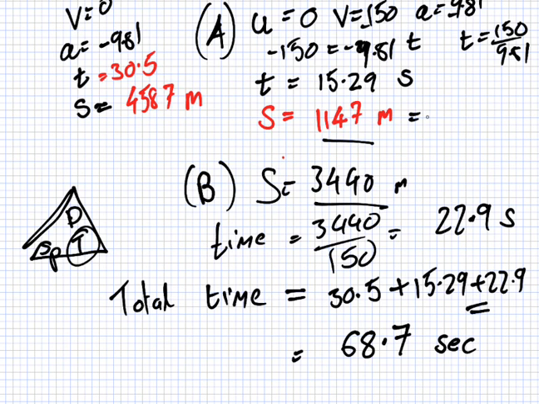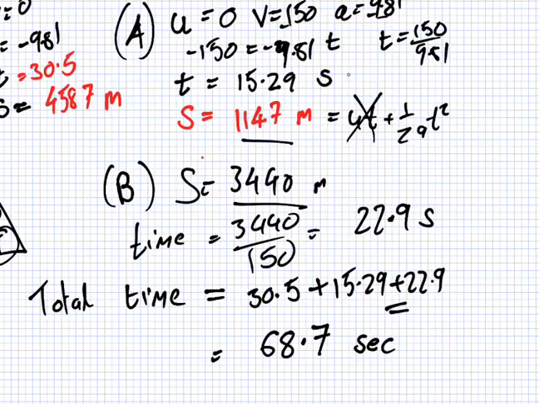This one? I used U T plus a half A T squared. So the U is 0, so that's gone. And it's a half A T squared, where T is 15.29. Yep, it's okay. I can go to the next one? Yep.